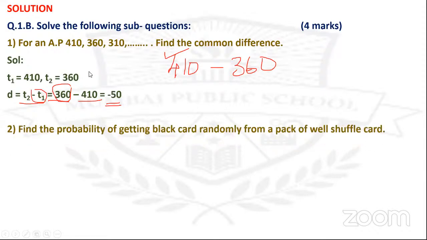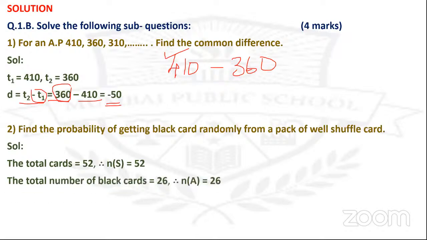Next, find the probability of getting the black card randomly from a pack of well shuffled cards. Now, you know, the pack consists of how many cards? The pack consists of 52 cards. So N of S, directly you can write that as 52. Now, total number of black cards. So how many black cards are there? You all know. Total number of black cards is 26. You know, half are black, half are red. So that means 26 are black and 26 are red.